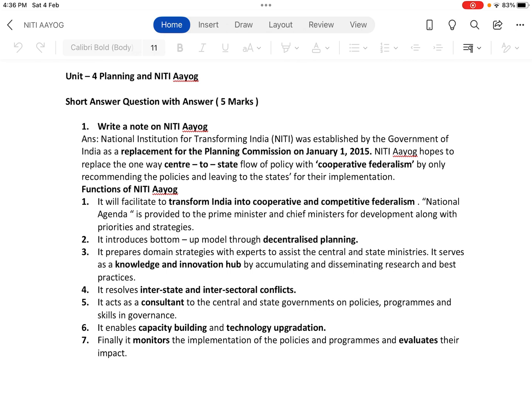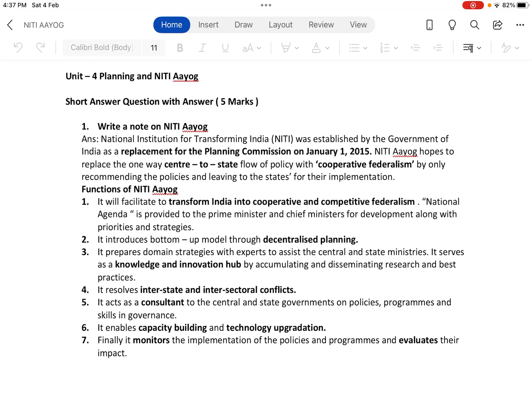Functions of NITI Aayog. First one, it will facilitate transforming India into cooperative and competitive federalism. So this is the meaning of transforming India, National Institution for Transforming India. National agenda is provided to the Prime Minister and Chief Ministers for development along with priorities and strategies. Second one, it introduces a bottom-up model through decentralized planning. It is mentioned that it introduces, because as long as the Planning Commission was there, it was top to bottom. So for the first time it is a bottom-up model, through decentralized planning by distributing the powers.